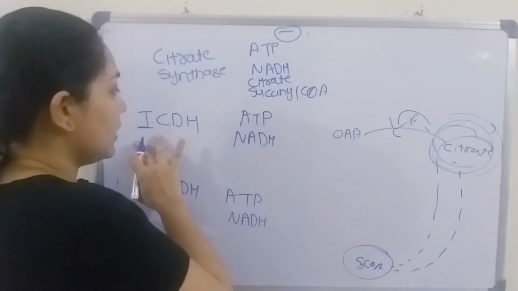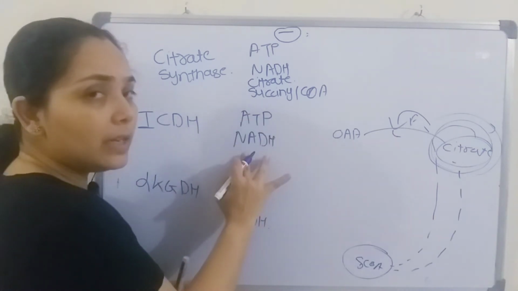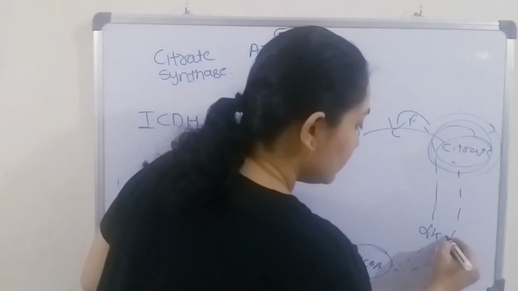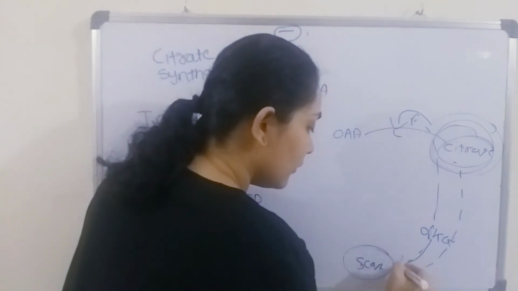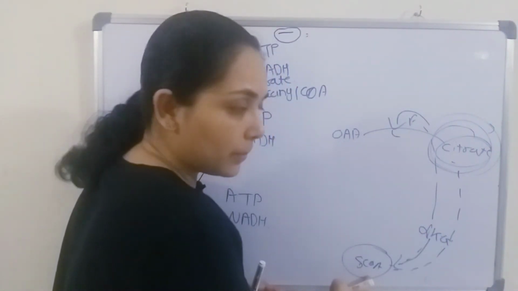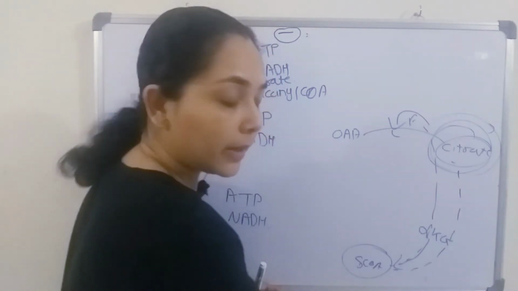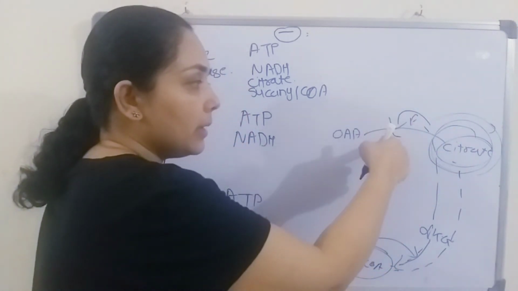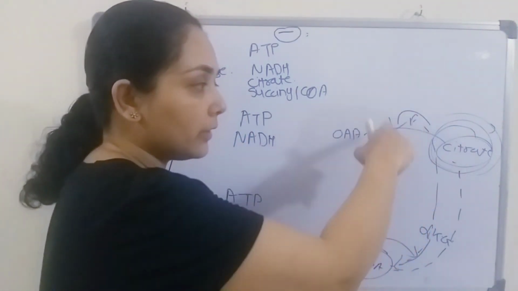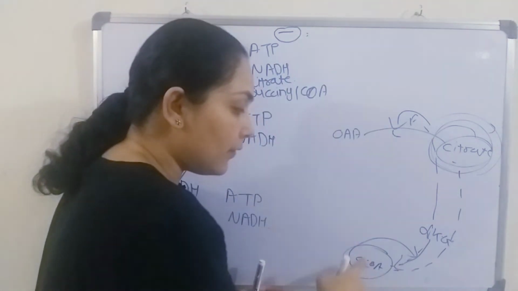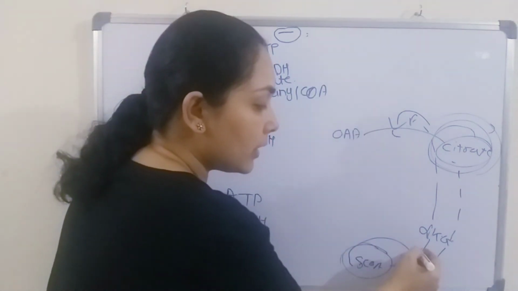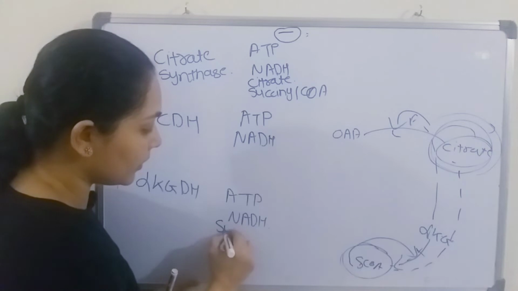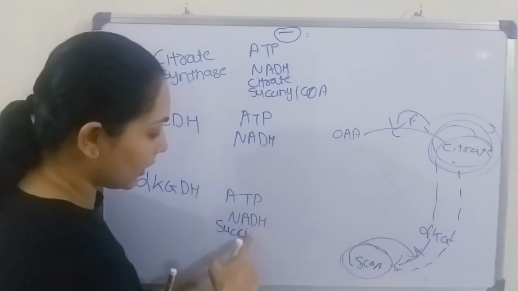Isocitrate dehydrogenase is regulated by ATP and NADH. Then alpha ketoglutarate converts to succinyl coenzyme A in the presence of the enzyme alpha ketoglutarate dehydrogenase. Like citrate, which inhibits the activity of citrate synthase when more citrate is there, in the same way, if there is more succinyl coenzyme A, it will also negatively regulate the alpha ketoglutarate dehydrogenase enzyme. So succinyl coenzyme A also acts as a negative regulator of this enzyme.